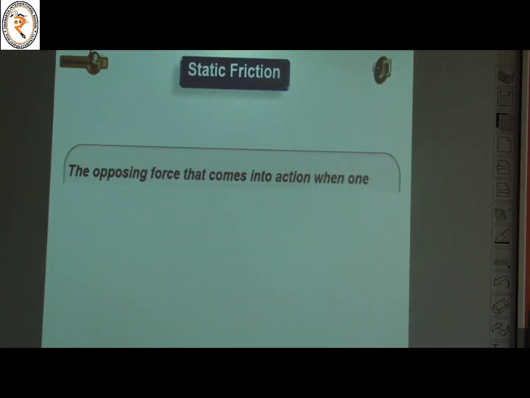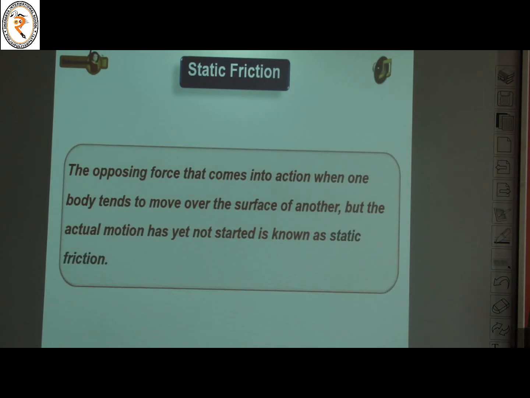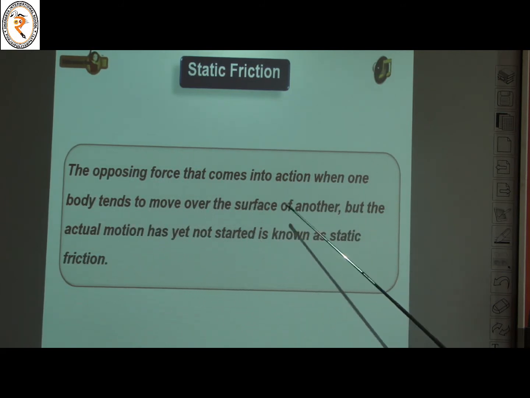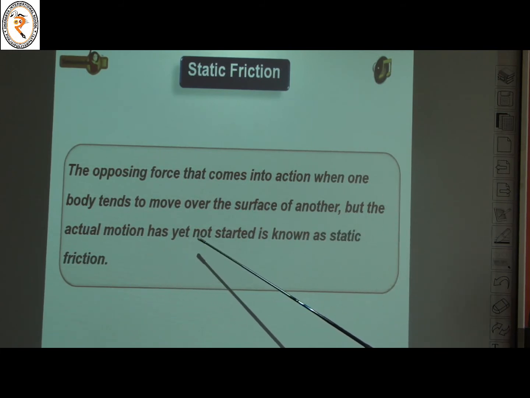See the first one, static friction. What is called static friction? Static friction keeps an object at rest, so there is no movement. The opposing force that comes into action when one body tries to move over the surface of another, but the actual motion has not yet started, is known as static friction. So there is no movement at all. The body is at rest in static friction.